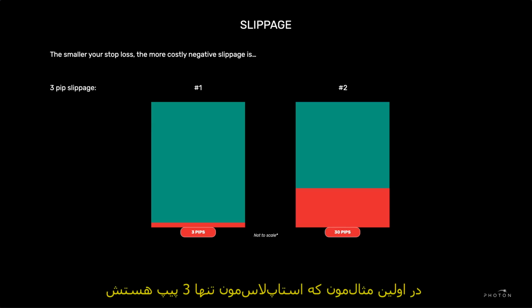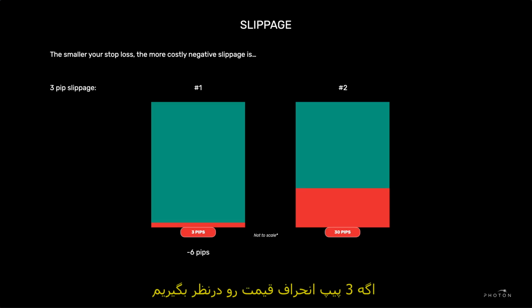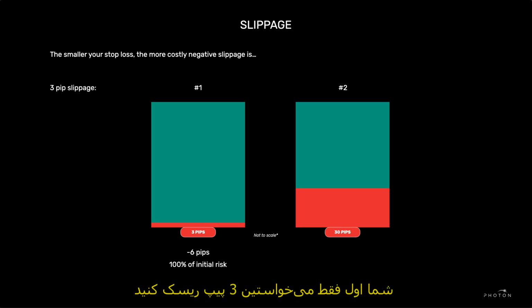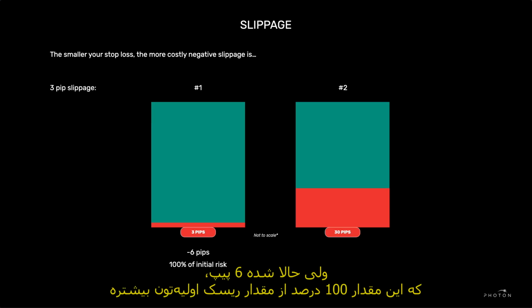So on this first trade example, where your stop loss size is only 3 pips, that means that you will actually be stopped out for a minus 6 pip loss in total, when of course you include the 3 pip slippage, right? So a 6 pip loss is double what you had initially intended to risk, right? Because you only intended to risk 3 pips. Now you've lost 6, so that's 100% of your initial risk.